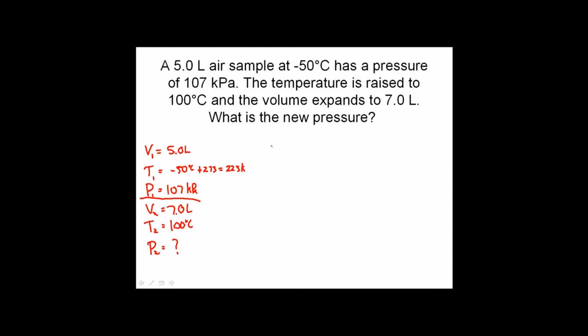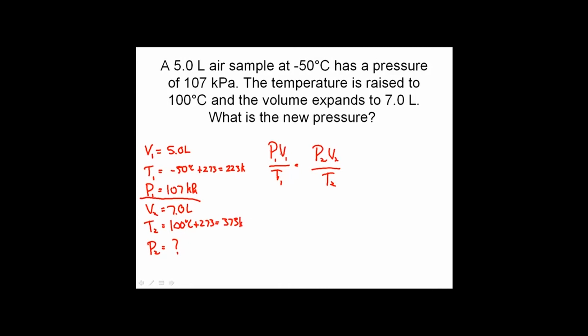So let's set up our equation, guys. We start out with P1 V1 over T1, and it's going to equal P2 V2 over T2. And one little thing I forgot was adding 273 to this to bring it up to my new temperature of 373 kelvins.